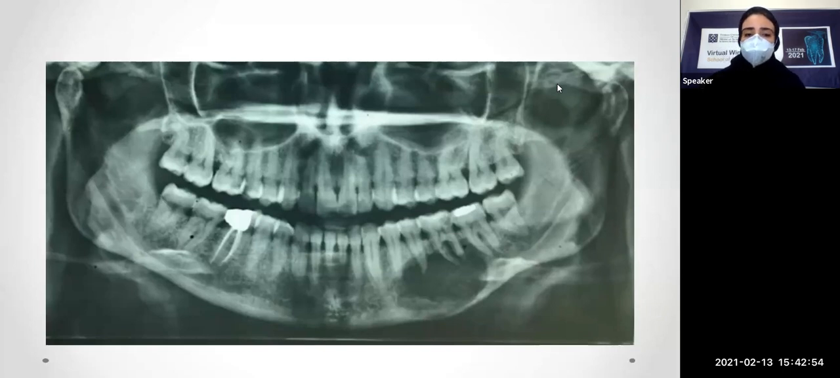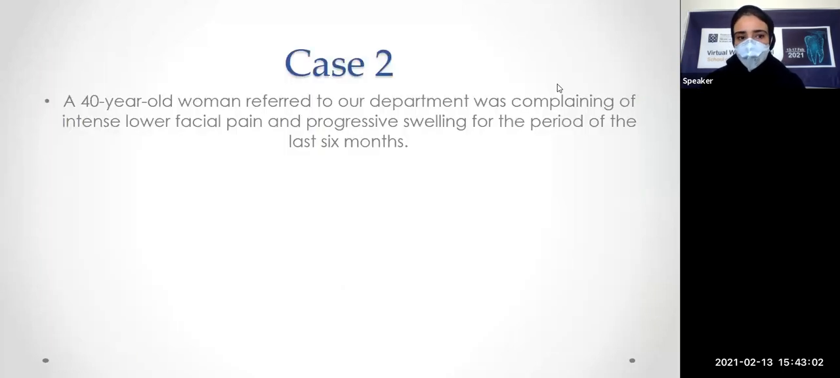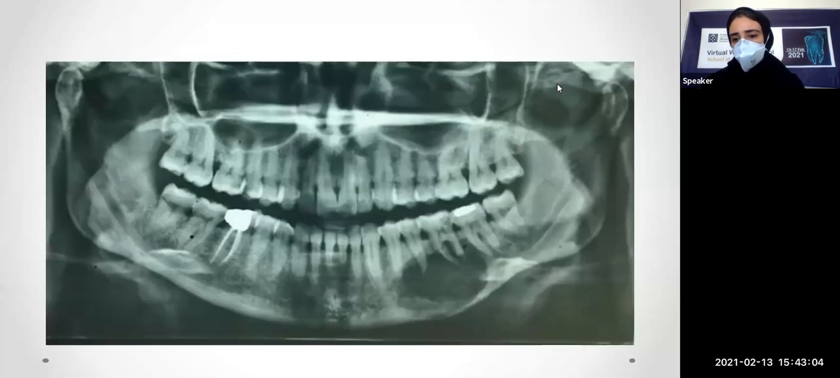But for the second case, the panoramic belongs to the second case, which was a 40-year-old woman with such an intrabony lesion, and the lesion was located also in this case in the posterior area of the mandible, and it was a radiolucent lesion with involvement of the posterior tooth roots.